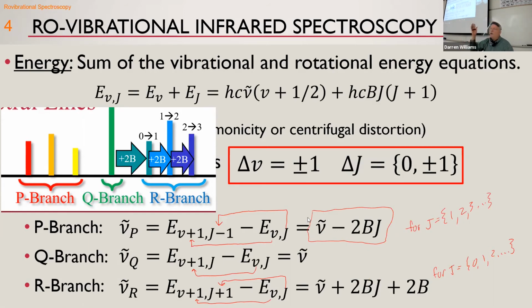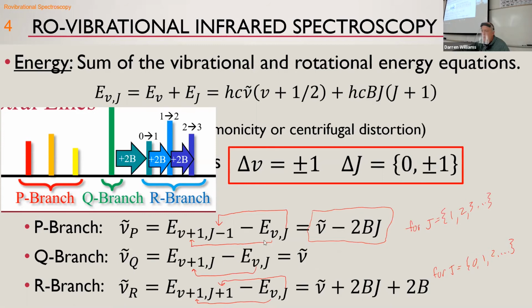So notice my rotational lines are separated by 2 times B, and B is the rotational constant. It's a physical property of the molecule. So if I assign these spectral lines and I take differences between them, I can solve for B. So that's really the goal, to use our spectrum to solve for that physical constant for the molecule, B, the rotational constant.